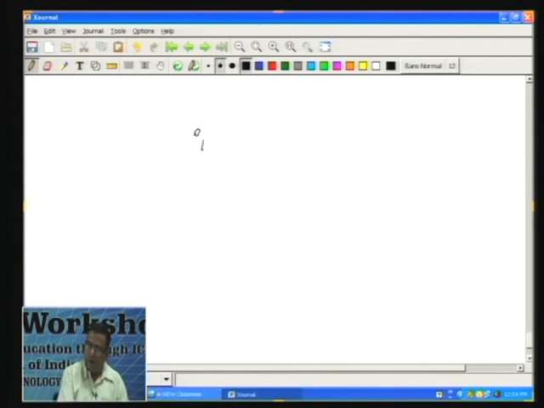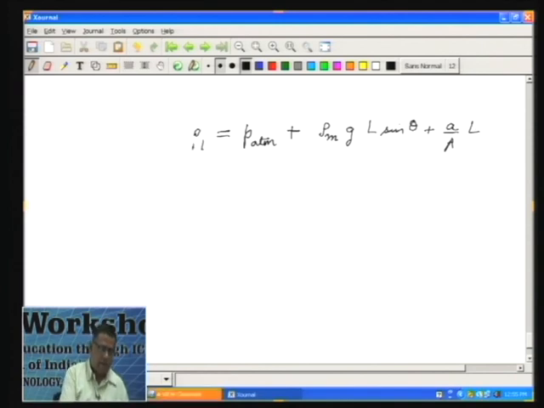So, ultimately we will have P 1 is equal to P atmosphere plus rho m g L sin theta plus a by A into L. So, if you know what is small a and what is capital A, you can have this correction, but usually this is going to be small. Usually you are going to have a by A much less than 1.